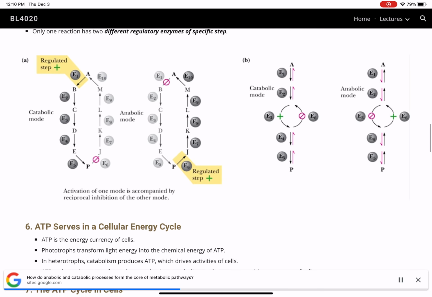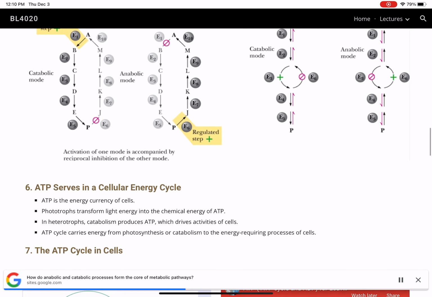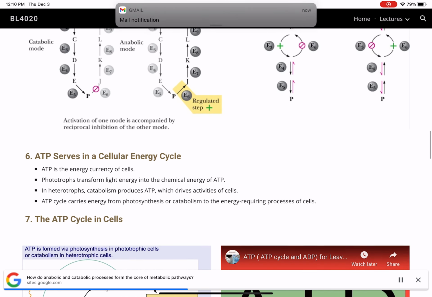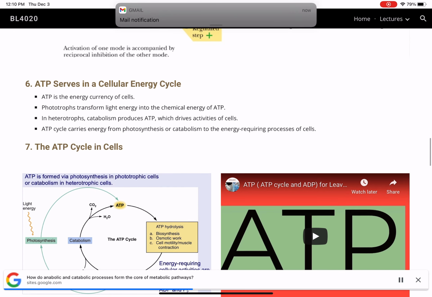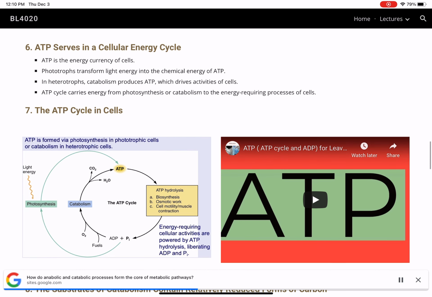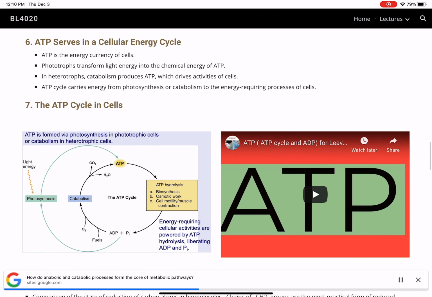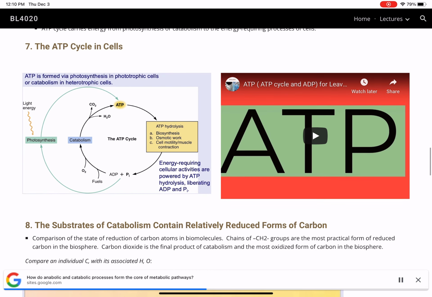6. ATP serves in a cellular energy cycle. ATP is the energy currency of cells. Phototrophs transform light energy into the chemical energy of ATP. In heterotrophs, catabolism produces ATP, which drives activities of cells. The ATP cycle carries energy from photosynthesis or catabolism to the energy-requiring processes of cells. 7. The ATP cycle in cells.